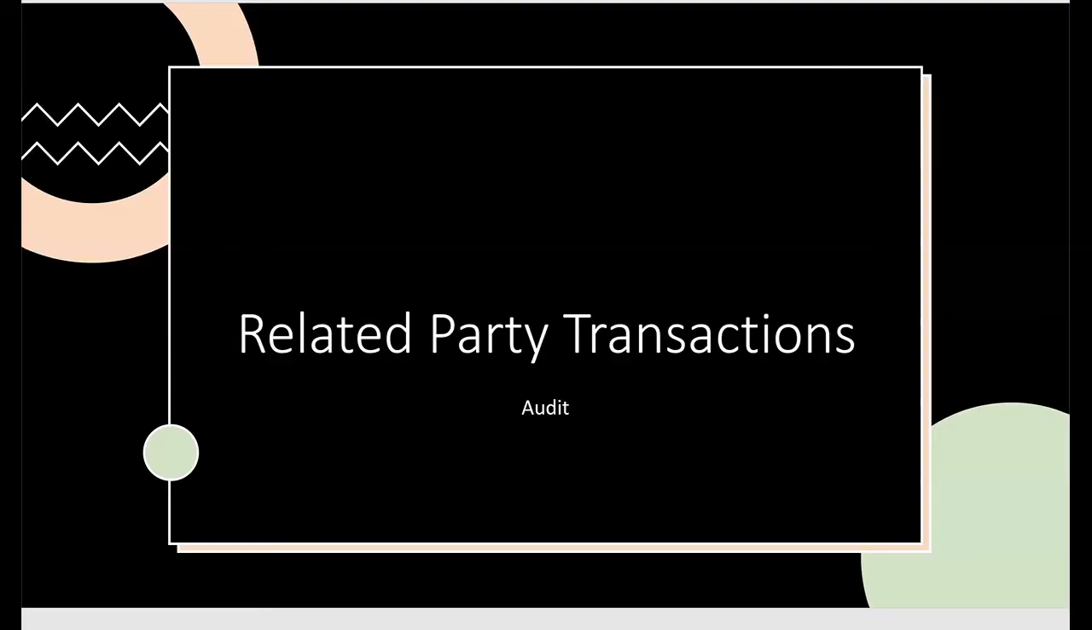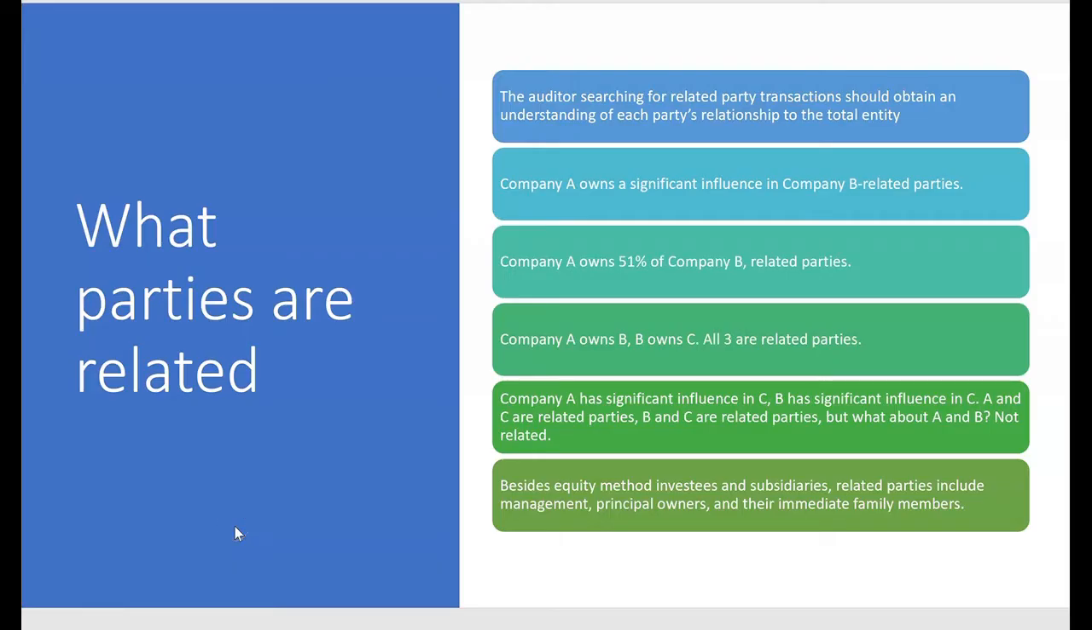Related party transactions for audit. What do you need to know? Well, first you might want to know what parties are considered related. The auditor searching for related party transactions should obtain an understanding of each party's relationship to the total entity.